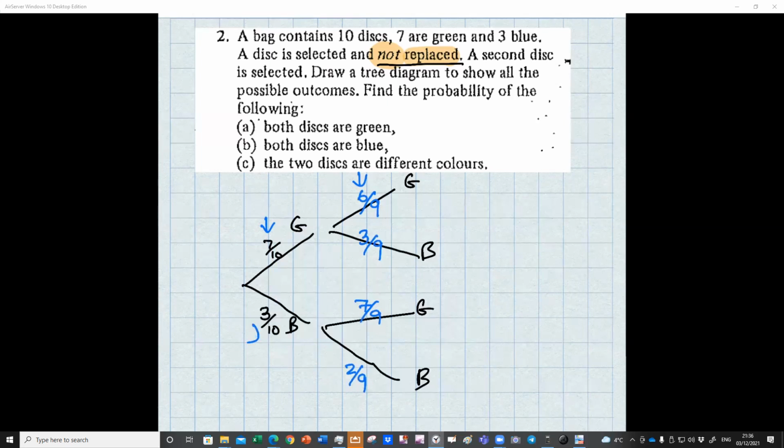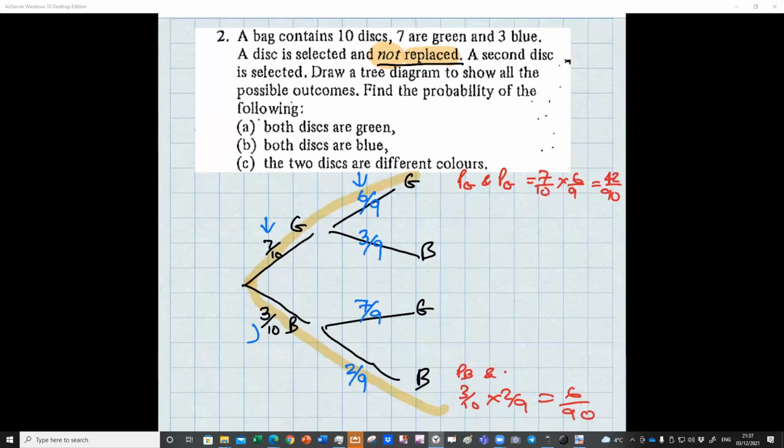Okay, carry on, Arwa. If both discs are green, what's the probability going to be? 7 over 10 times 6 over 9. What's the answer from that going to be? 42 over 90. Probability that both will be blue: 3 over 10 times 2 over 9, which gives us 6 over 90, which is probability of a blue and probability of a blue.